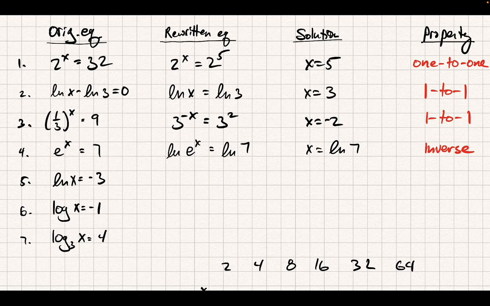So, e to the power of -3 equals x. I want to do it a little bit more systematically than that. I want to do one step at a time.